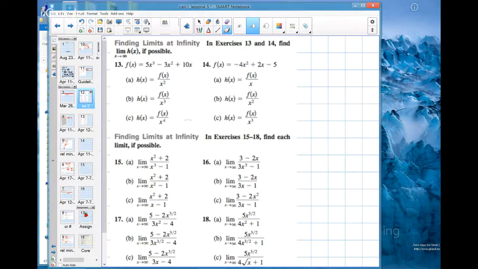Well, on top you would have an x cubed. On the bottom you would have an x squared. And obviously the top wins out over the bottom. So does everybody see that this one would be a positive infinity? Can you see that? All right, let's go over to 14a. This time you have the function negative 4x squared plus 2x minus 5. Put that over x. Again, the top wins. But because the top is negative, it's going to go to negative infinity.